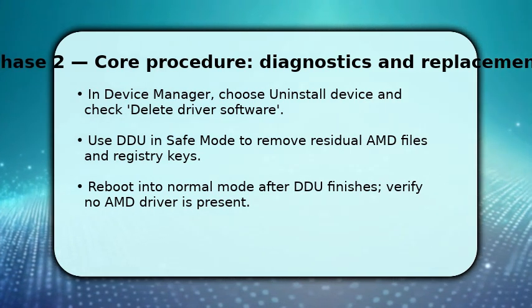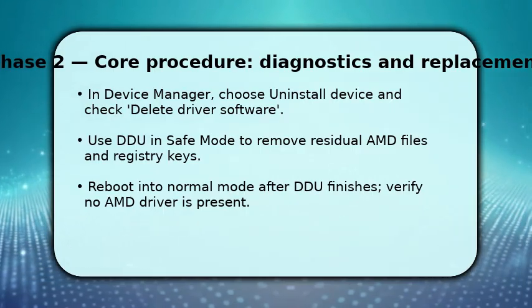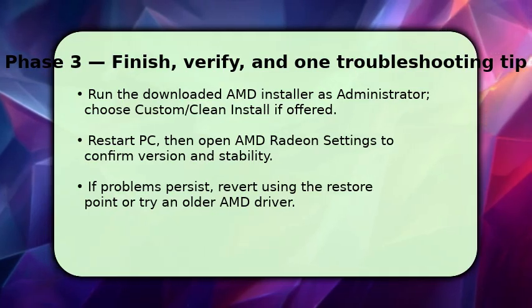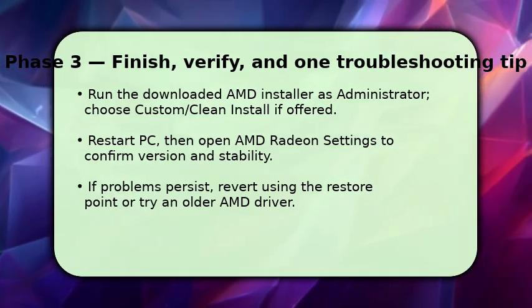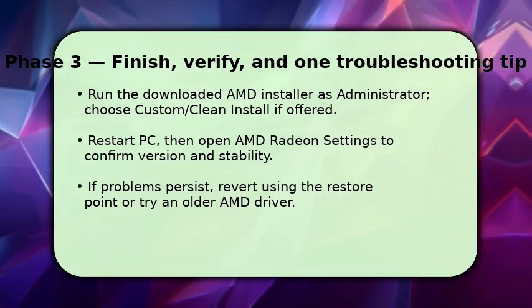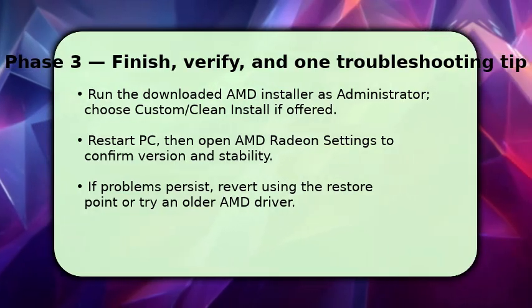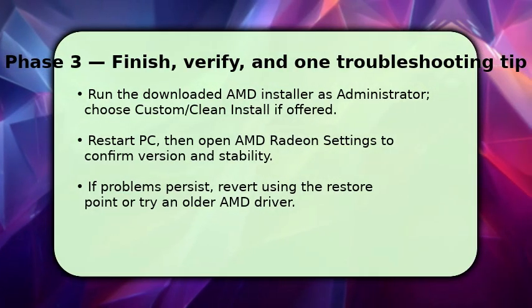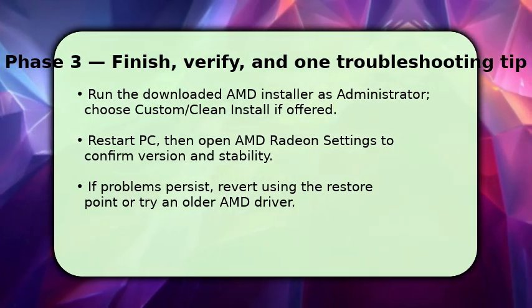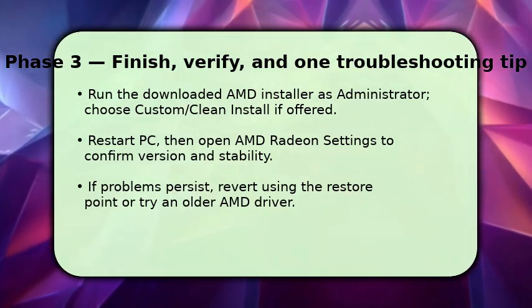You should now install the official AMD package you downloaded earlier. Run the installer as administrator and pick Custom or Clean Install if available, because that prevents leftover modules from persisting. After installation, restart the PC and open AMD Radeon settings to confirm the driver version and test display stability and performance. If something still goes wrong, use the restore point you made first to revert, or try installing a slightly older AMD driver.